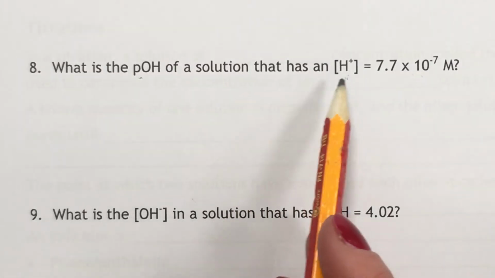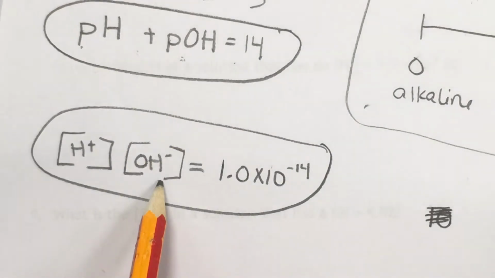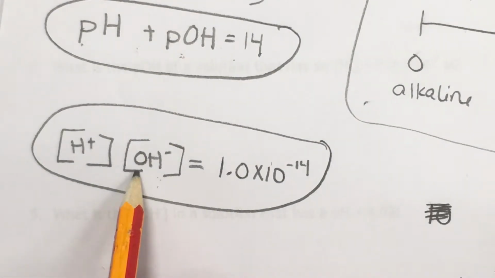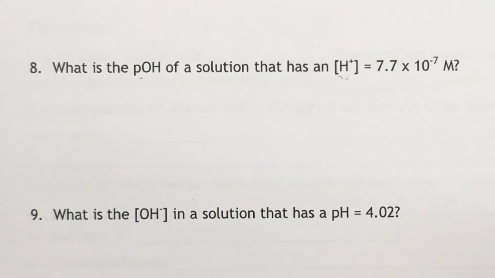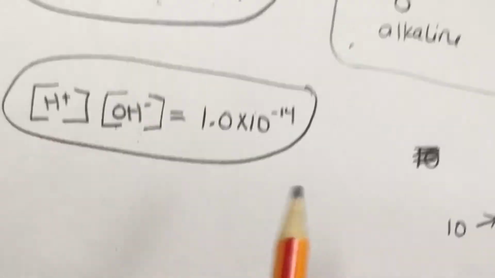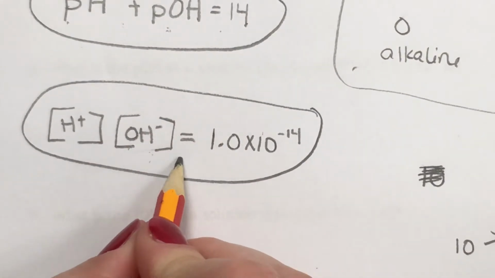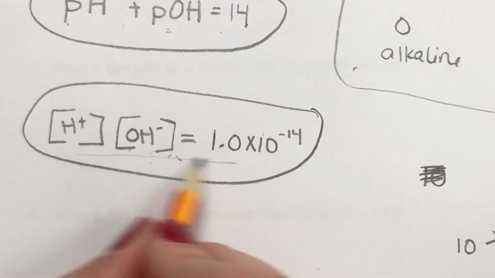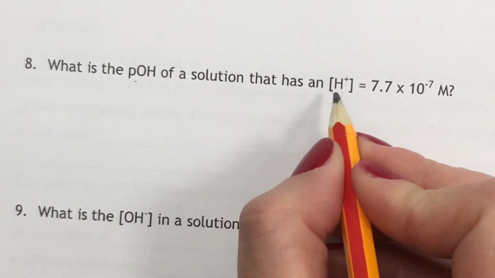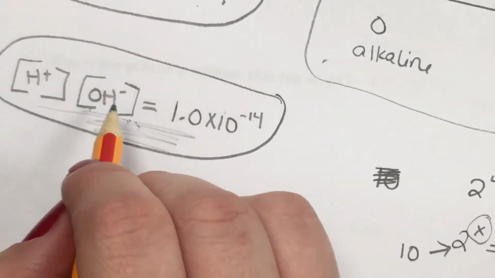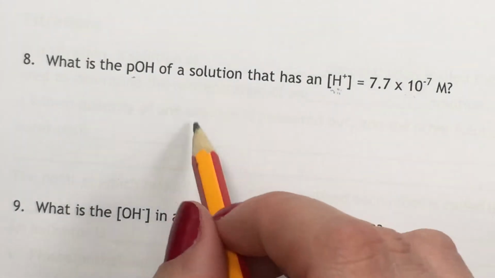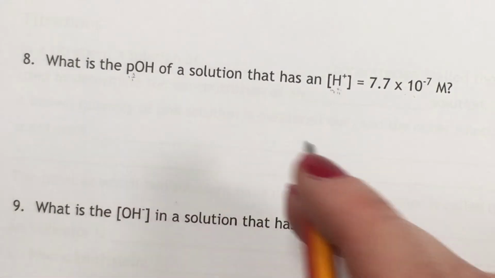Another solution you could have done was take this and use this equation to find the concentration of hydroxide ions, and then use this equation to find the pOH. You could do either. I'm actually going to do it this way, because we haven't used this equation yet, and that way you can see this equation in action. We're going to take the concentration of hydrogen ions and find the concentration of hydroxide ions, and then calculate the pOH from that.